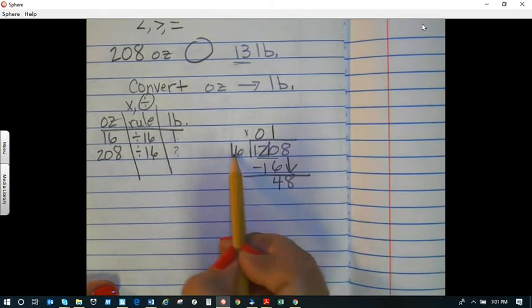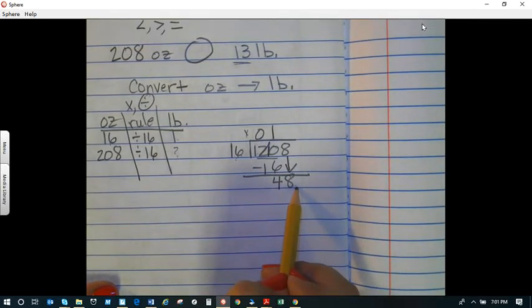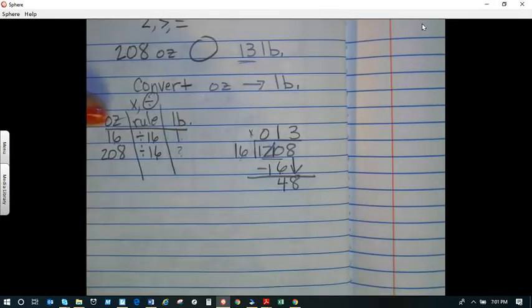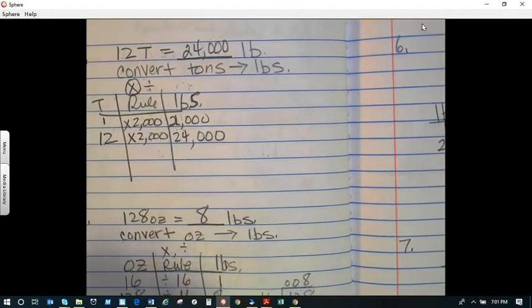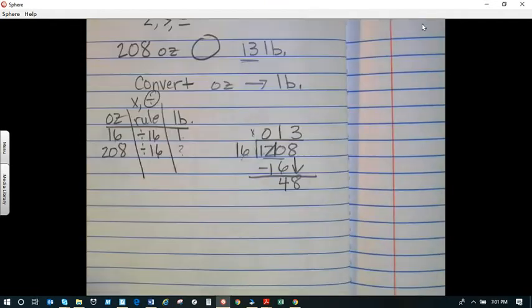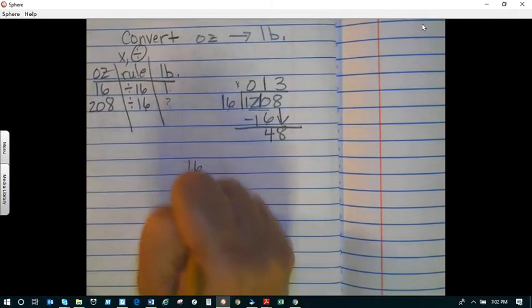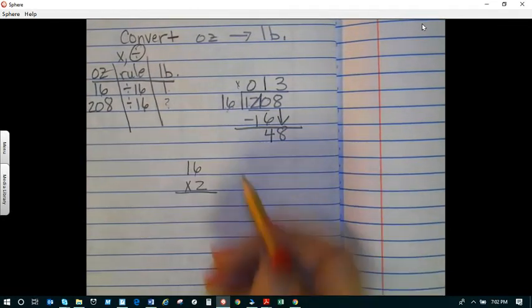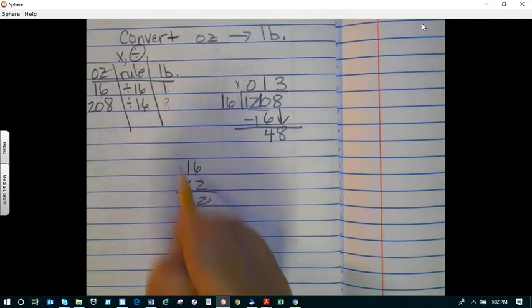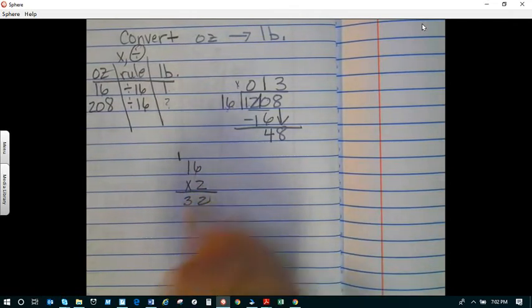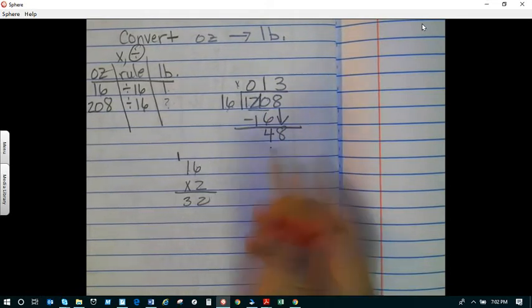How many groups of 16 can go into 48? That's right. It's 3. We've already done the math in both areas. Oh, no, we didn't. I lied. Sorry about that. Didn't mean to. We started off with the 5. 16 times 2, if we need it to make sure. 2 times 6 is 12. Carry my 1. 2 times 1 is 2, plus 1 is 3. Still too small. I can go one more.